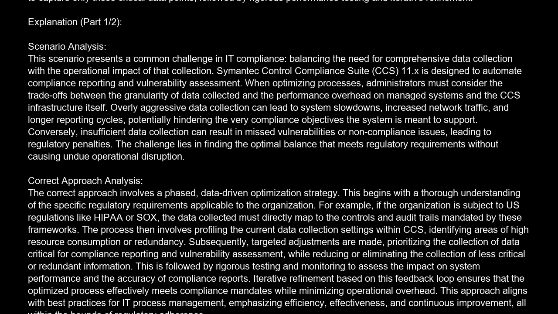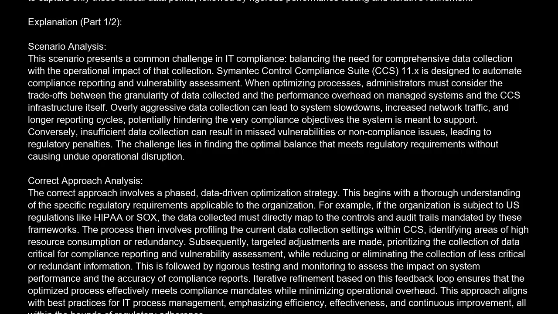This scenario presents a common challenge in IT compliance, balancing the need for comprehensive data collection with the operational impact of that collection. Symantec Control Compliance Suite, CCS 11.x, is designed to automate compliance reporting and vulnerability assessment. When optimizing processes, administrators must consider the trade-offs between the granularity of data collected and the performance overhead on managed systems and the CCS infrastructure itself.